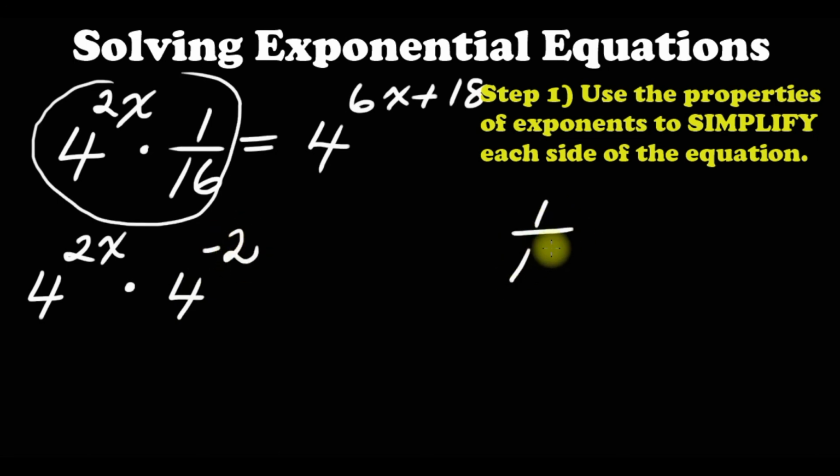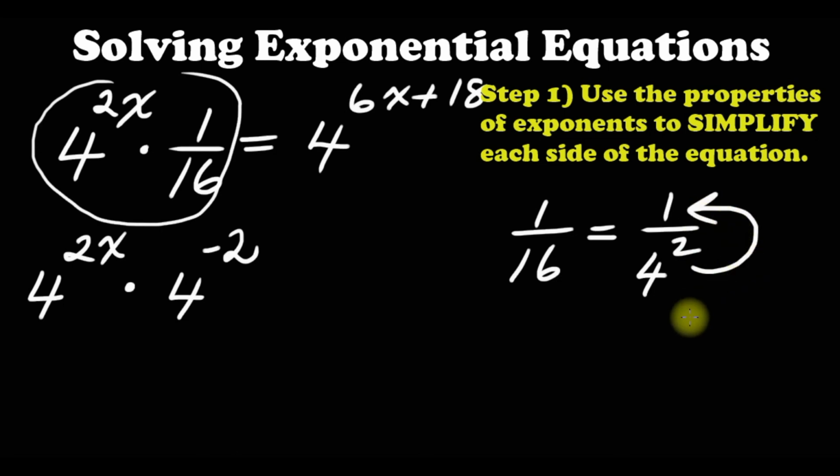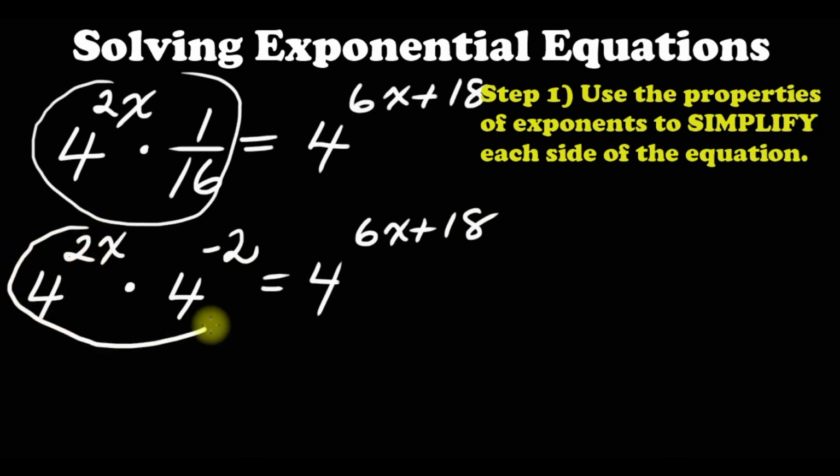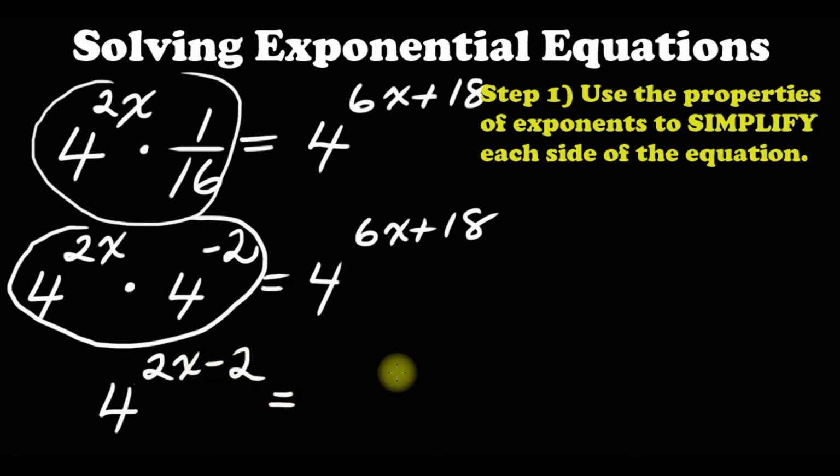Because 1 over 16, we can rewrite that as 1 over 4 squared. And then if we bring it up to the top, it becomes 4 to the negative 2. So 4 to the 2x times 4 to the negative 2 is 4 to the 6x plus 18. Okay, now here I can add the exponents because I'm multiplying powers with the same base. So I keep the base and then I add the exponent. So 2x minus 2 is the new exponent. And then here we have 4 to the 6x plus 18.